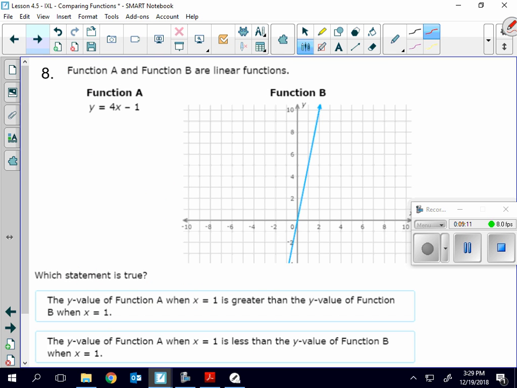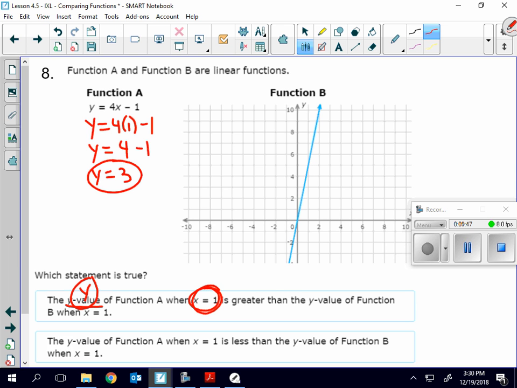All right, this time we want to know the y value. We want to know the y when x is 1 for each function. So from a table, from an equation, that's pretty easy. You're just going to plug in 1 for x and find the y. Okay, so we're plugging in 1 for x. 4 times 1, y equals 4 minus 1, which is 3.